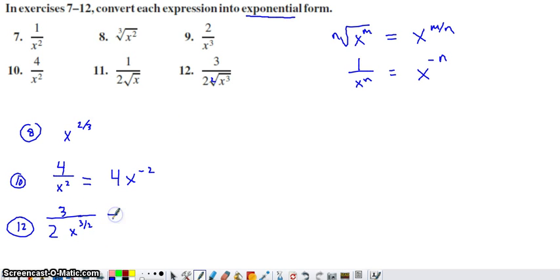Now this is not a number times x to a power yet. What I'm going to do is I'm going to copy down the constant part of this, the coefficient of 3/2, right, the 3 over 2, but then I'm going to move the x across the fraction bar into the numerator by changing the sign on the exponent. So these are things that involve properties you've used before, but we're using them in a slightly different way. It's going to be beneficial for us to be able to manipulate expressions so that they're just x raised to powers later on in the year.